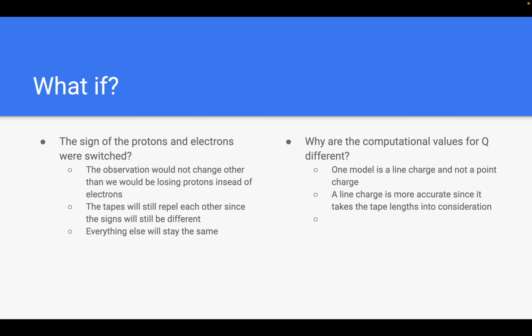And why are the computational values for Q different? Well, one model is a line charge and not a point charge like the other one, and a line charge is definitely more accurate since it takes the tape length into consideration, unlike the point charge.